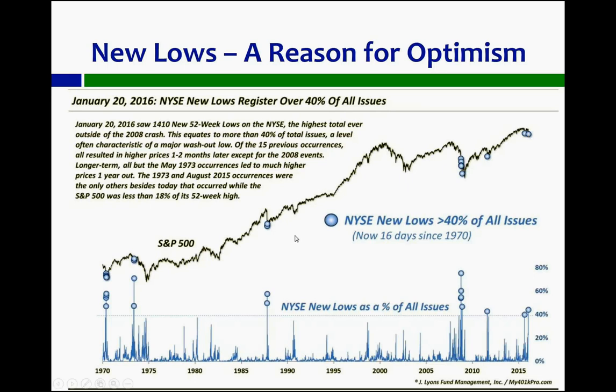Oftentimes they happen at market bottoms, and you can see many of the times these very high new low readings happen near market lows. This is 1987, this is 1970, this is 2008. A lot of times these market lows are happening after the correction. They're happening after things are sold, and then they create better opportunities going forward.